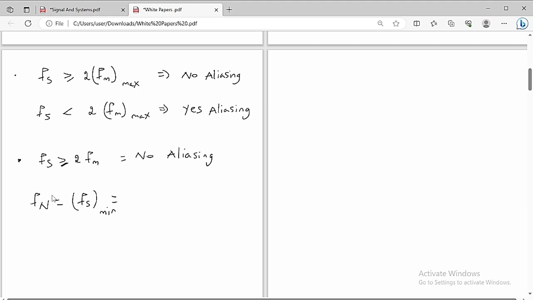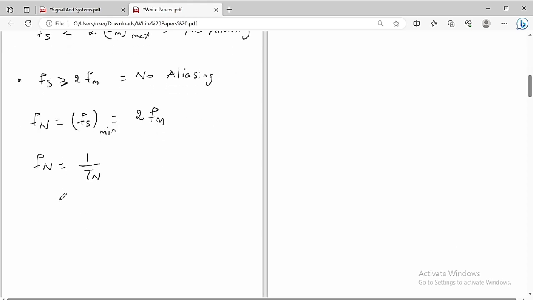So what is the meaning of Nyquist frequency? It is the minimum sampling frequency at which there will be no aliasing. It is nothing but 2 times fm. And fn is equal to 1 by Tn. If fn is minimum, then Tn will be maximum, right? So Tn is the Nyquist time interval and fn is called the Nyquist frequency.